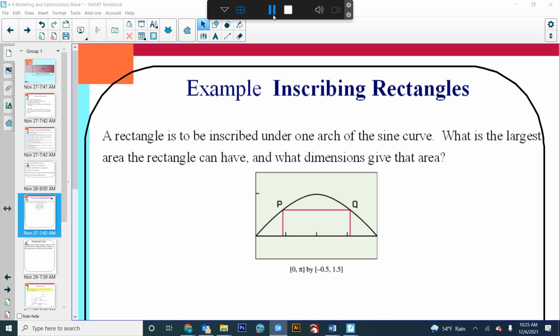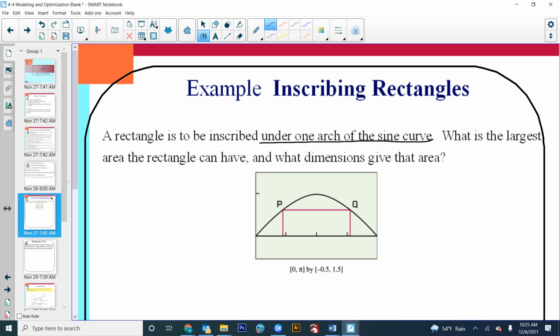A rectangle is to be inscribed under one arch of the sine curve. Okay, so here's the y-axis. Here's the x-axis. And this curve is y equals sine of x. Do you see that magenta rectangle drawn in there? That is one rectangle that could be drawn in this picture.